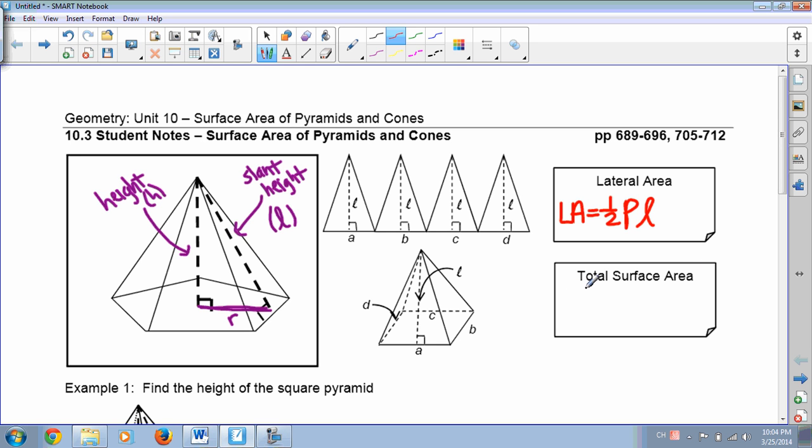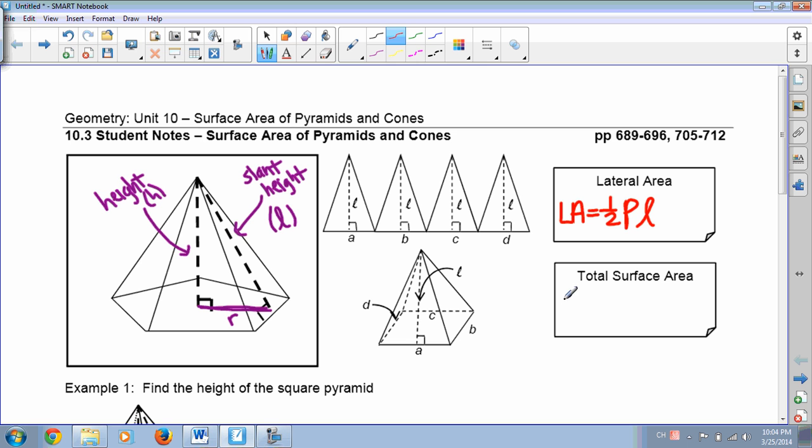The total surface area, remember lateral area is just the distance around the pyramid, so all of the faces' areas added together. So for example, here's a square pyramid. This would be a picture of just the lateral area because there are 4 triangular faces. So the lateral area would just be the area of all 4 of those added together. And then the total surface area would not only be those 4 areas of the triangles, but also the base.